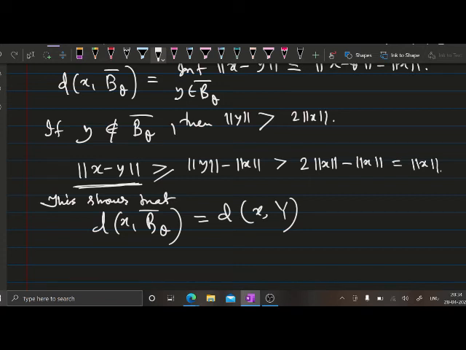Because of this one, because of this above inequality, this one. Actually, I should write it as does not belong to B_theta.